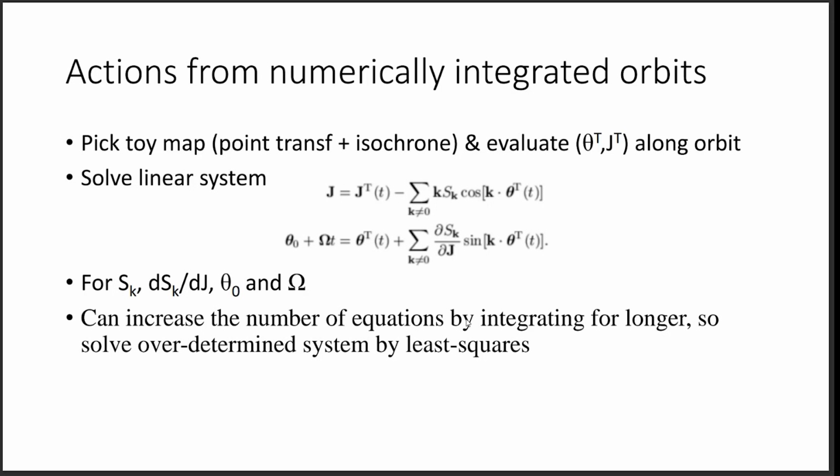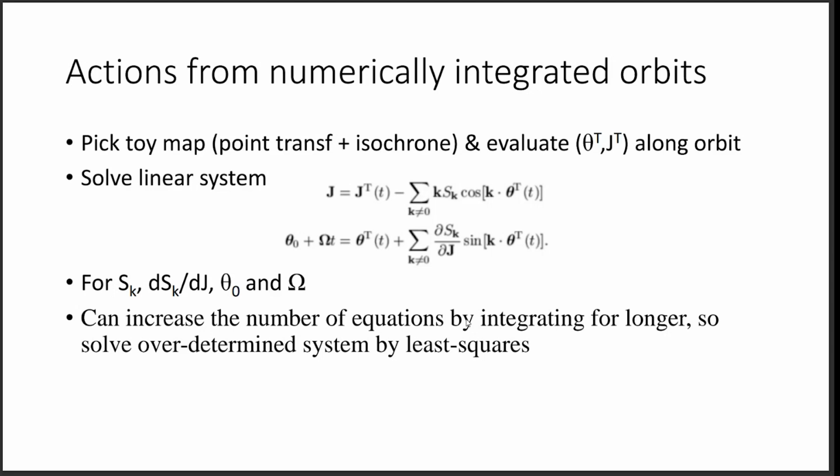And then you can say the actual action should be the toy action I've just calculated minus some derivative terms, and my angle variable, which will be some unknown constant plus an unknown frequency times time, is equal to the toy variable that I've calculated plus these derivatives, which I don't know, times sine k theta toy, which I've calculated. So this sine I will know, this I will know, that I will not know. Nothing on the left I will know, but I will know this, and I will know the value of the cosine, right?